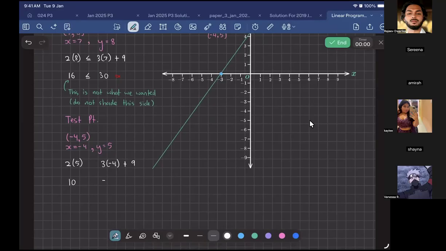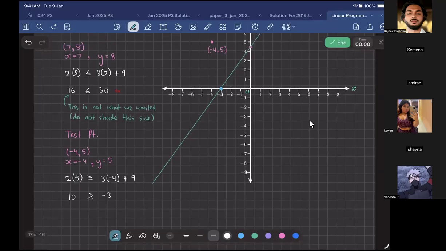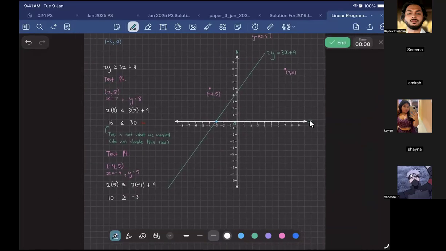-3. Right. So talk to me. 10 is what than -3? More than -3. Does everybody agree? Amira, Keely, Sheena, Vanessa, what would you say about 10 compared to -3? 10 is more than -3. Albert, yep, 10 is more than or equal to -3. Okay, is that what we wanted? If you look at the inequality we're trying to get, is that what we wanted?